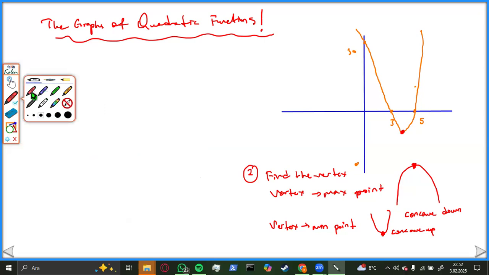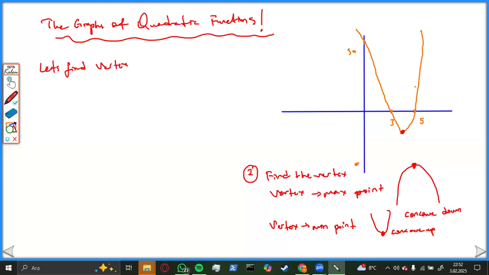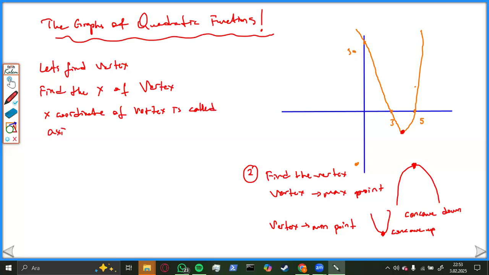Okay. So let's find the vertex. Finding the x-coordinate of the vertex. As you see, the vertex is a point. So yes, find the x-coordinate, x of vertex. Okay. In other words, the x-coordinate of the vertex is called the axis of symmetry.